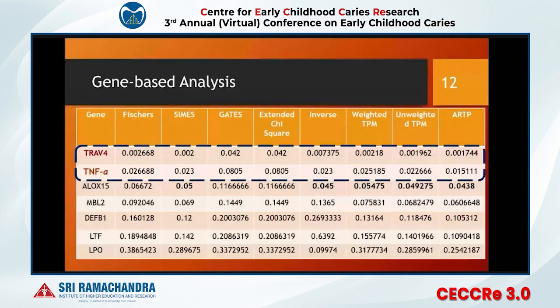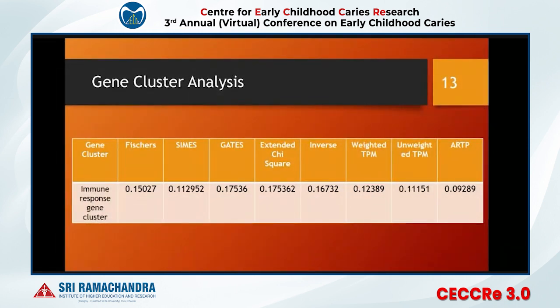This gives a clearer idea on the effect of the polymorphisms across the gene on the phenotype of interest, and the results revealed that 2 genes, that is T cell receptor alpha variable 4 and tumor necrosis factor alpha, were significantly associated with ECC. Certain statistical analysis revealed that certain polymorphisms in the lipoxygenase 15 gene were also associated with ECC. In contrast to the findings of the gene-based analysis, gene cluster analysis did not reveal any statistically significant association between the polymorphisms of these genes and ECC.